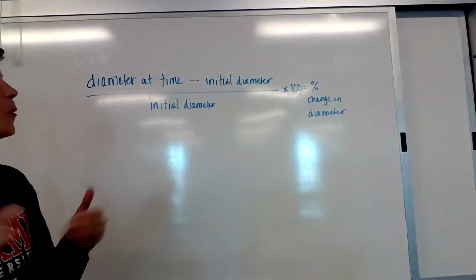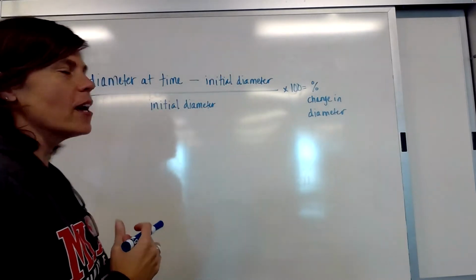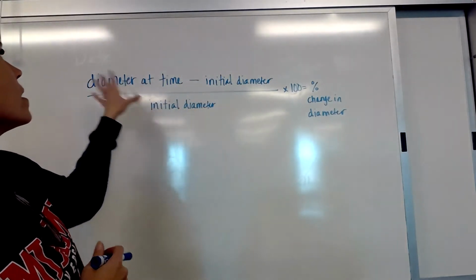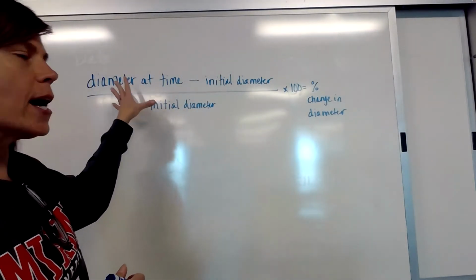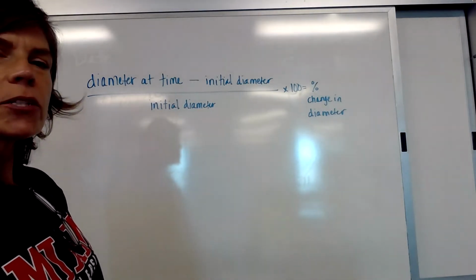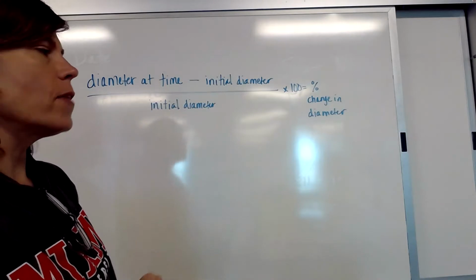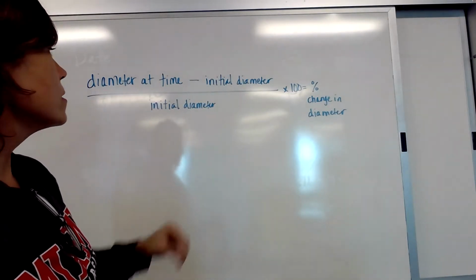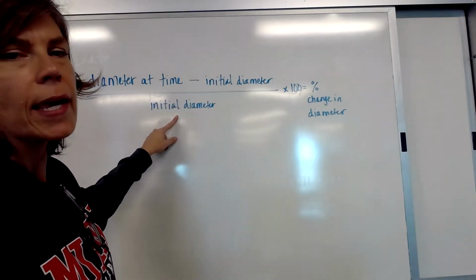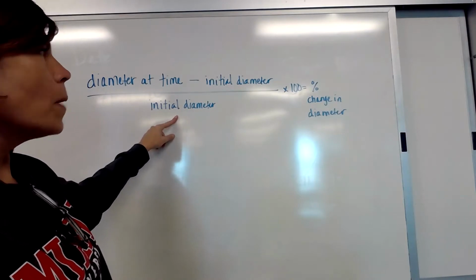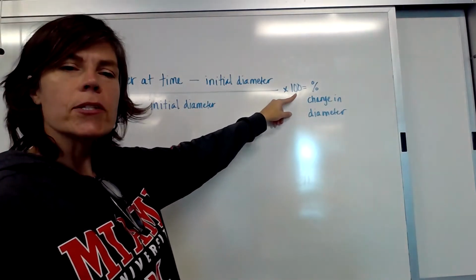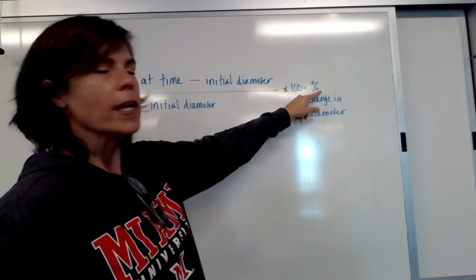Hi everybody. So how do you do the calculations? To do the calculations, you have this formula. The diameter at whatever time you're doing the calculation at, minus the initial diameter, meaning the distance of that water ring at the very, very start, divided by the initial diameter, and then you would multiply that value by 100 to get the answer as a percentage.